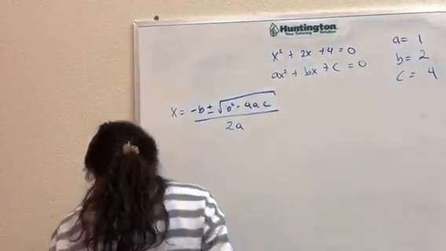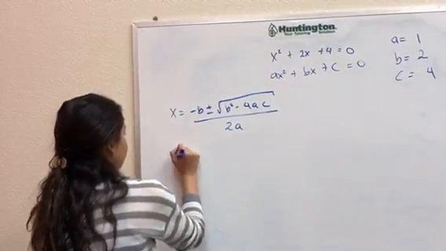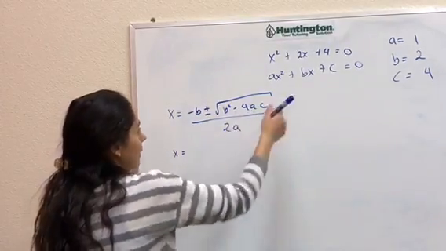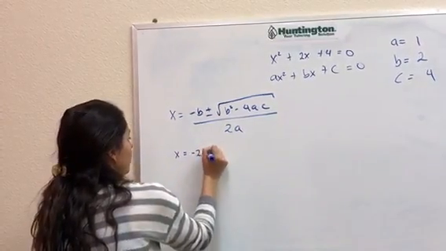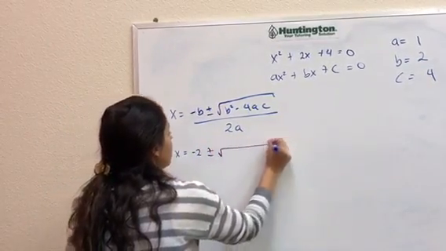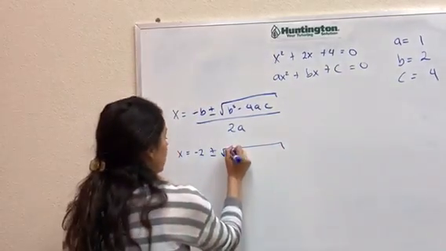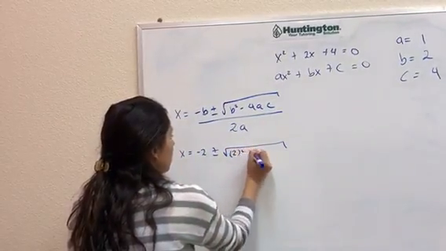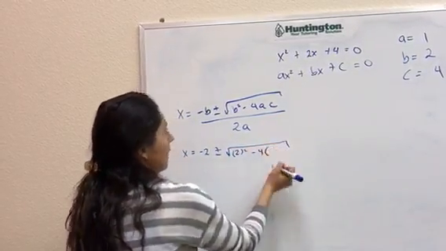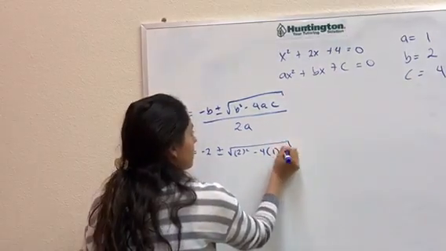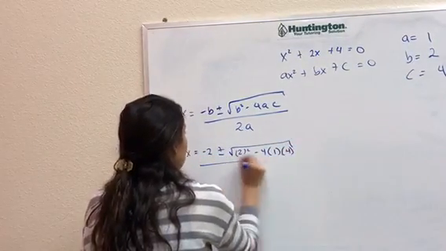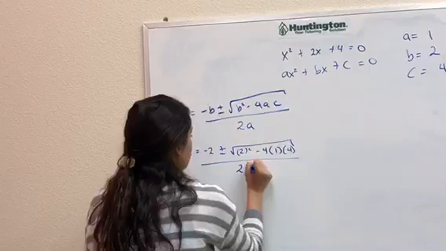Alright, so let's fill in what we have. So x equals negative b, right? We said that b was equal to 2, so negative 2 plus or minus the square root of b squared, which was 2, 2 squared, minus 4 times a, which is 1, times c, which was 4, all over 2 times a, which is 1.